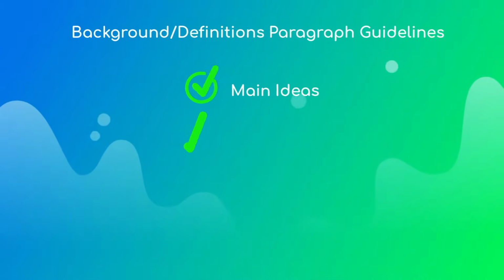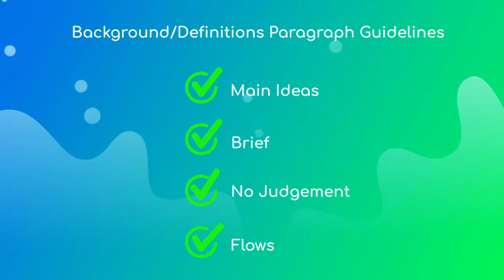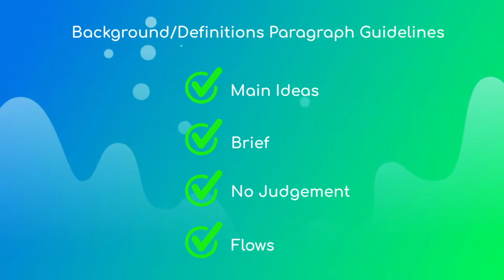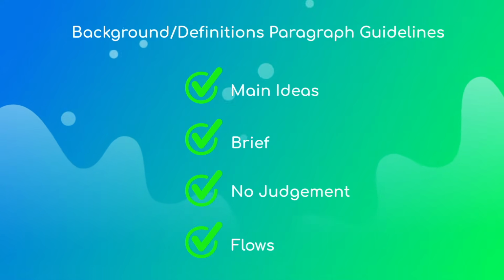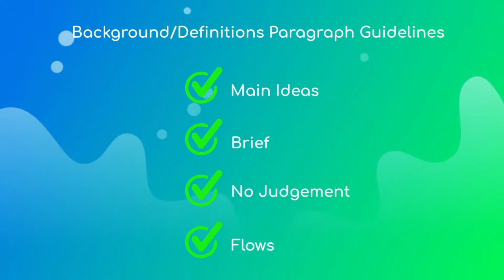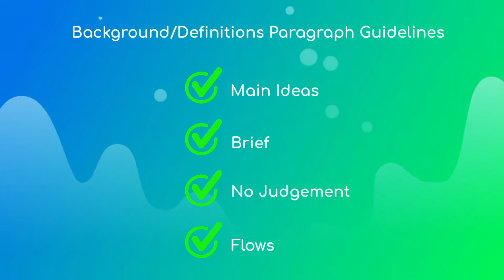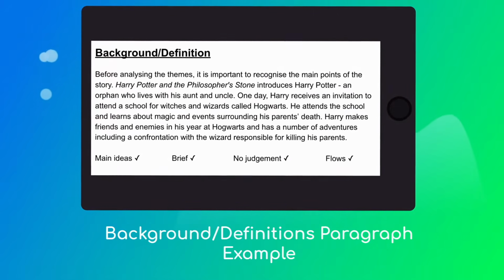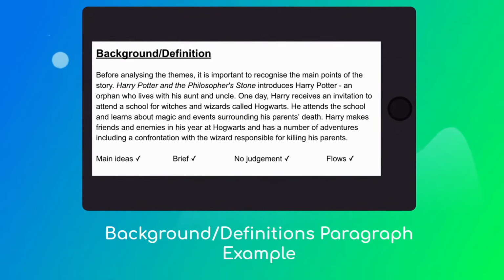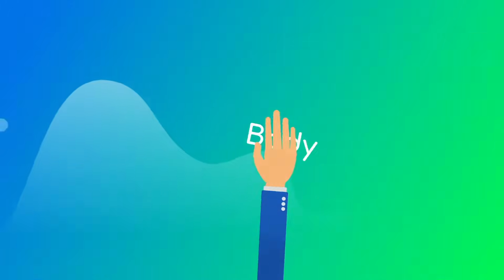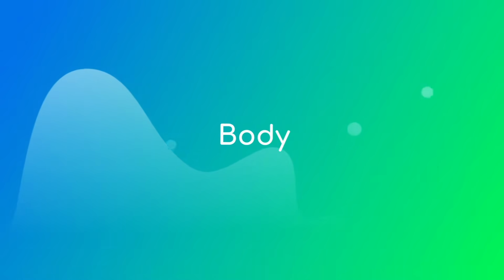Because this is an optional paragraph, there is not really a set structure, but rather some guiding principles to help you. These principles are: focus on the main idea, be brief, no judgments, and make sure it flows. For our Harry Potter example, we used the background definitions paragraph to provide a short summary of the story based on the 4 principles. Notice that the summary does not have to be extensive, but just enough to set the scene for the reader. Next paragraphs, your body paragraphs.